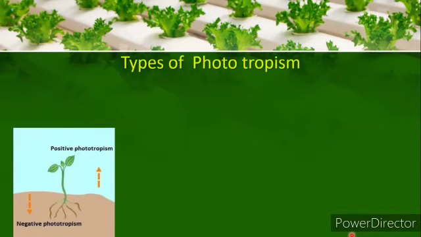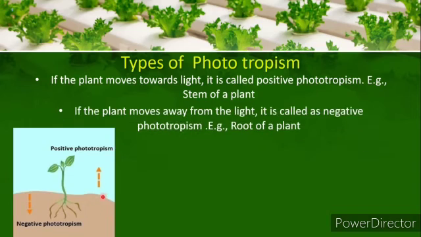Now the next is the types of phototropism. There are two types. One is the positive phototropism and the other one is the negative phototropism. Positive phototropism is where the plant is moving towards the light. And the negative phototropism is where the plant part is moving away from the sunlight. For example, the root of the plant, which is moving away from the sunlight. That becomes the negative phototropism.